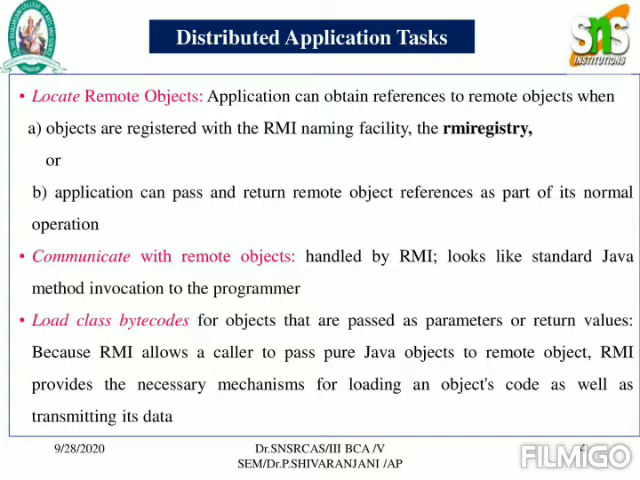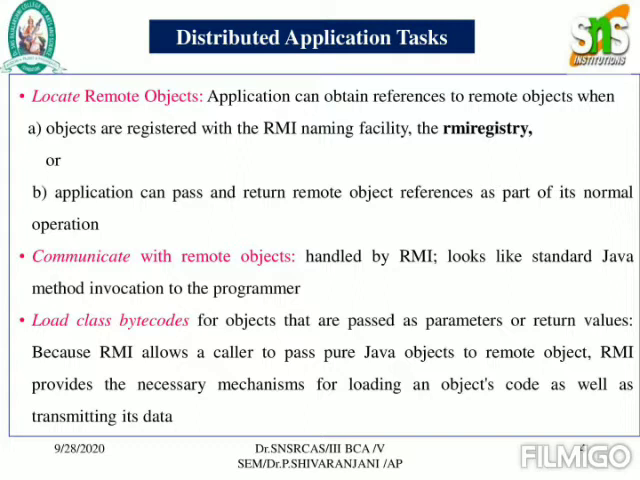And the second one is communicating with these remote objects. This is handled by RMI, looking like standard Java method invocations to the programmer. The next one is loading your class bytecode for the objects that are passed as parameters or return values, because RMI allows the caller to pass a pure Java object to the remote object. RMI provides the necessary mechanism for loading an object's code as well as transmitting its data.